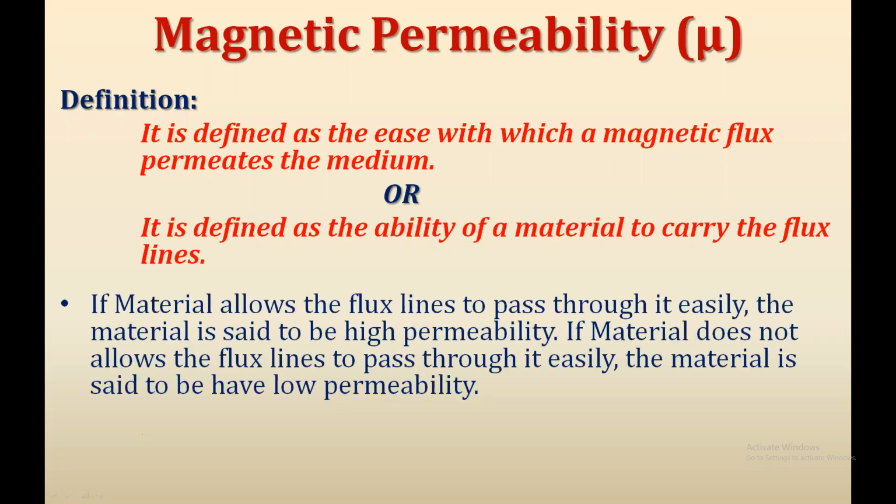Try to read it. If the material allows the flux lines to pass through it easily, the material is said to have high permeability. Just the permission is given to that material. If the material does not allow the flux lines to pass through it easily, the material is said to have low permeability. It means that permeability is a concept which depends upon the medium, which depends upon the material.